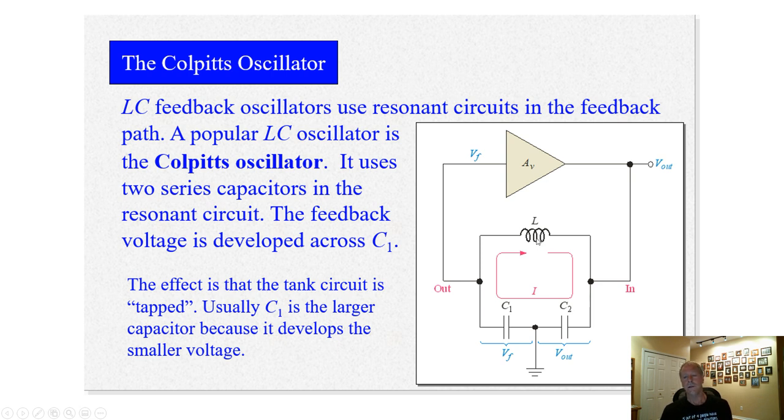You recognize the inductor and capacitor combination is a tank circuit. Okay, it's a tuned circuit. Okay. There's a feedback voltage that is generated across C1 down here. All right, and the output voltage is generated across C2 right here. There's V out.